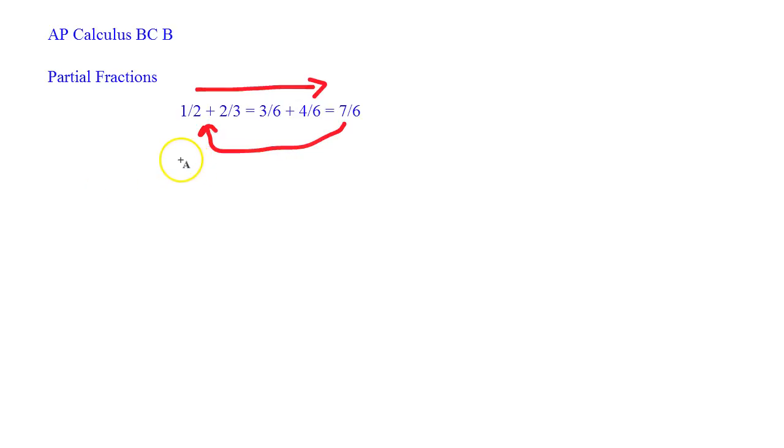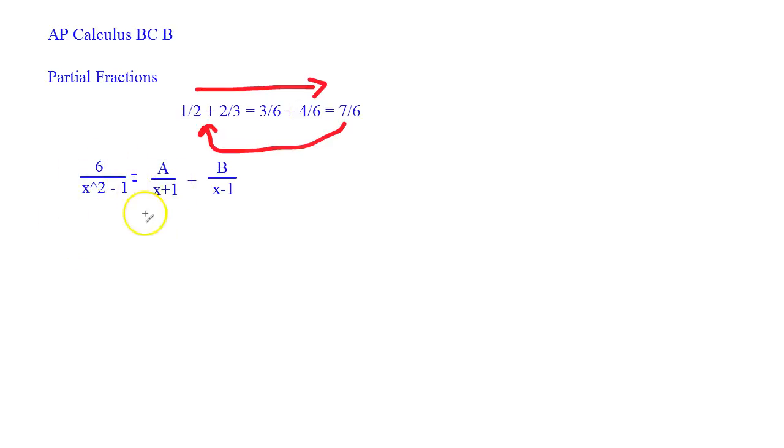For example, let's say we had 6 over x squared minus 1. Basically, we break up a fraction like this into A over x plus 1 plus B over x minus 1. A and B are some arbitrary constants that we don't know about.